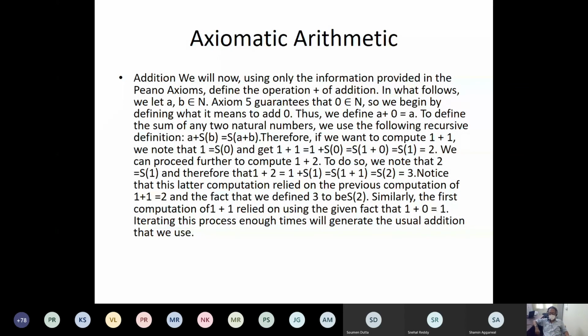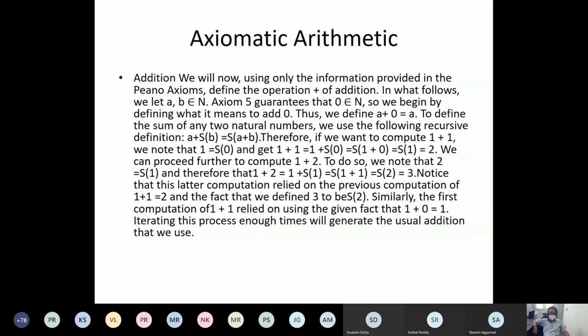To define the sum of any two natural numbers, we use the following recursive definition: a plus Sb is the same as S(a plus b). Now please note that if a, b are in N, then b would either be 0 or the successor of something. If it is a successor of something, we take the S out. If it is 0, the rest of it is automatically included.